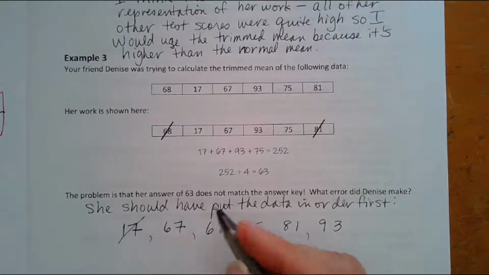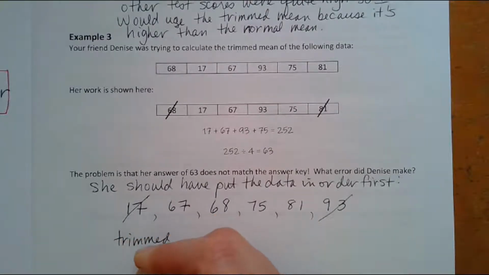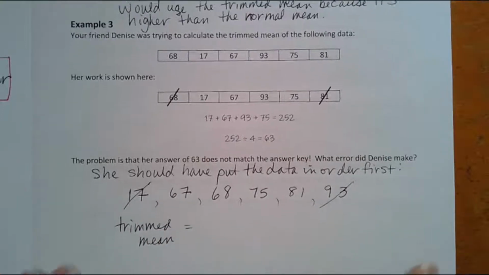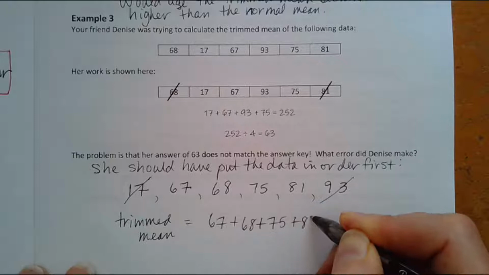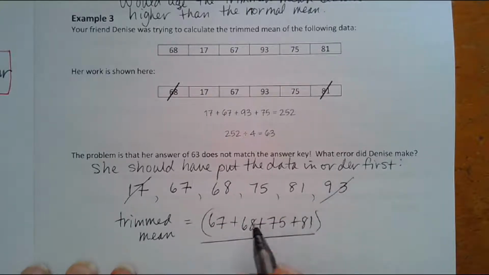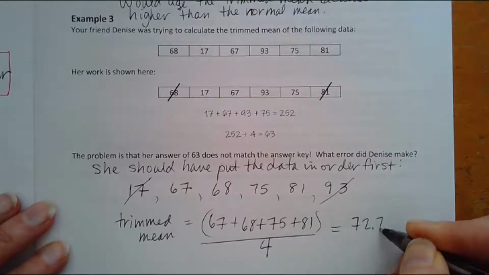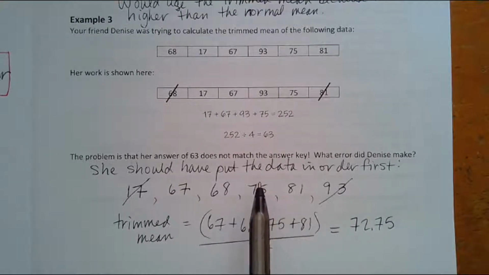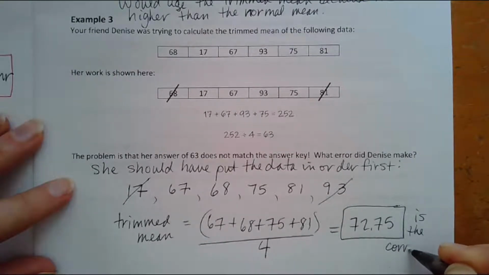Okay, if she's going to do a trimmed mean, you take the lowest off and the highest. So that leaves me with these numbers. So the trimmed mean, let's see if we get the correct answer this time, is going to equal 67 plus 68 plus 75 plus 81 divided by, okay, we only have 4 pieces of data now. Let's see if we get the right answer. Okay, 72 plus 75. Okay, all we know is that her answer was 63 and it was wrong, so let's hope this is the right answer. So this is the correct trimmed mean.